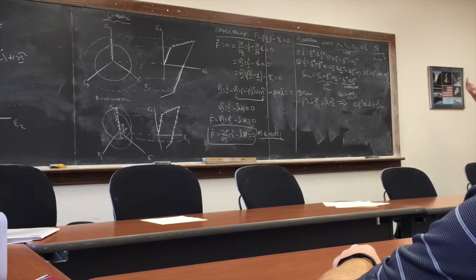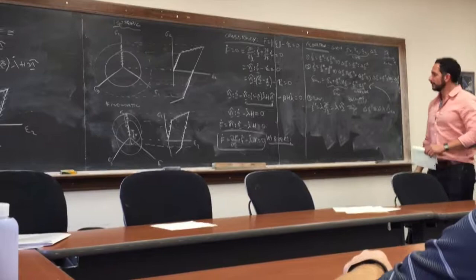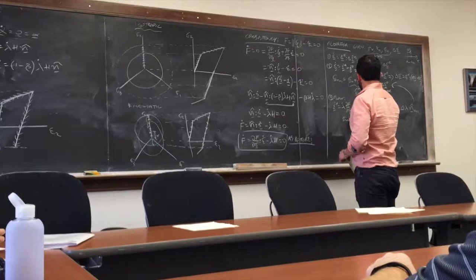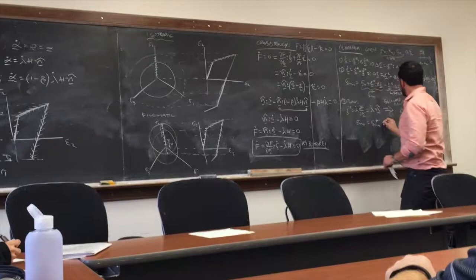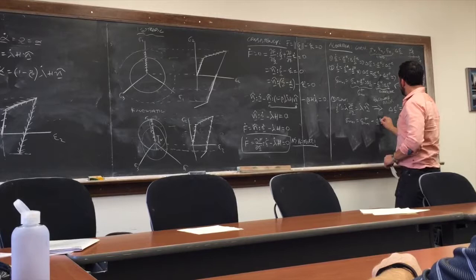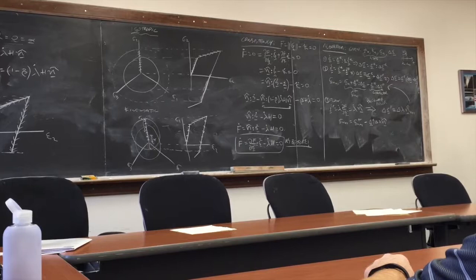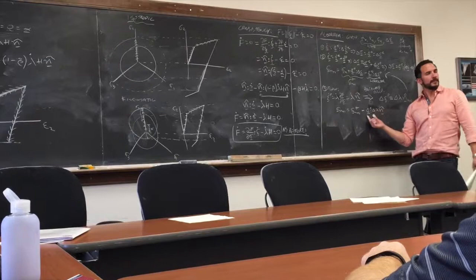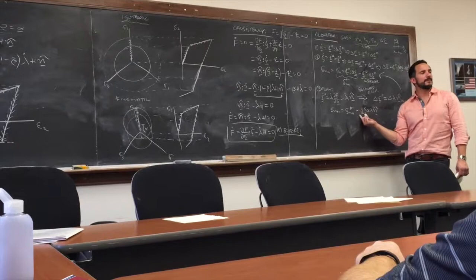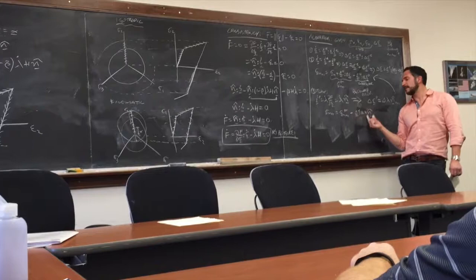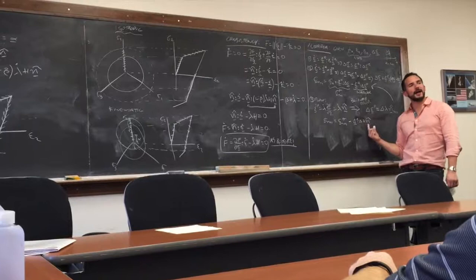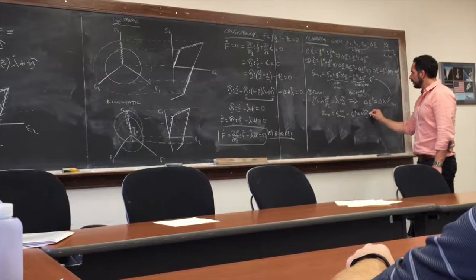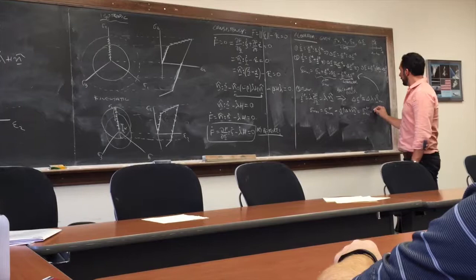Plug it back in, what you just found out. Sigma at n plus 1 equals the trial minus Ce delta lambda n hat. But I know what that is. That's 2 mu. Because the elastic constants are just identity tensors, and those are the only ones that interact with n hat in exactly the same way as they did when it was S over the magnitude of S. There's nothing different. So this is 2 mu delta lambda.